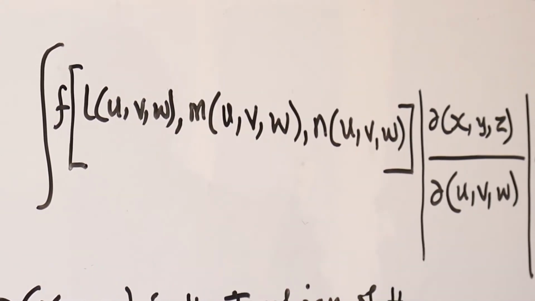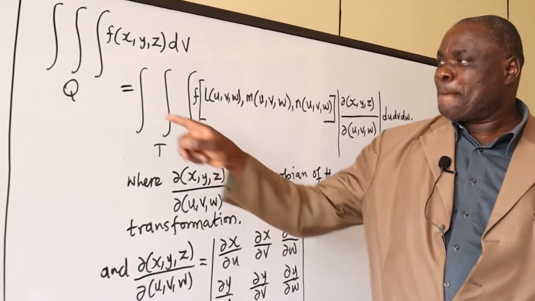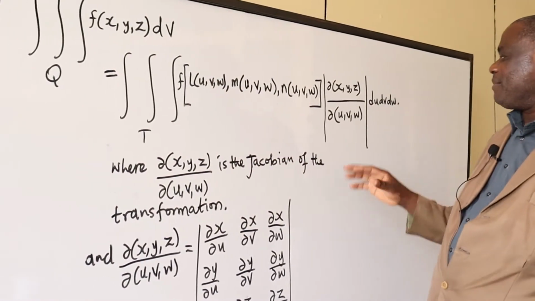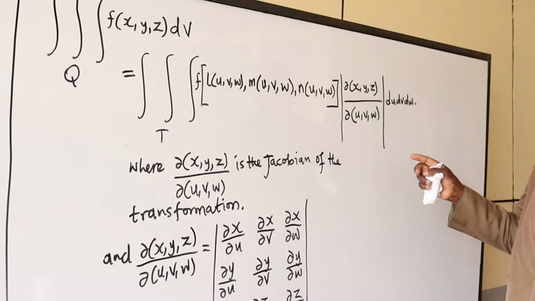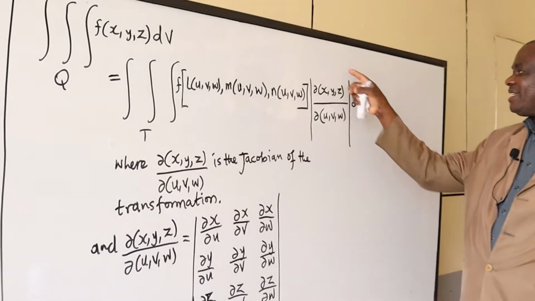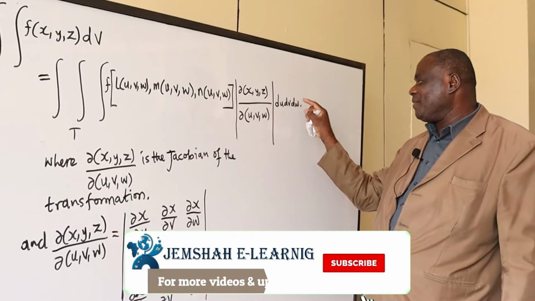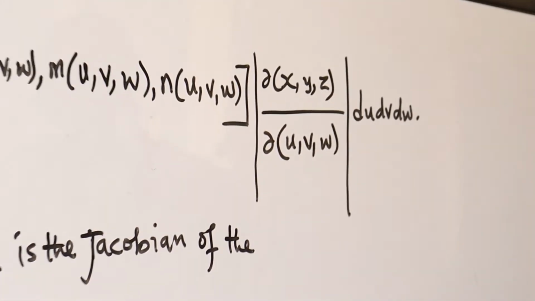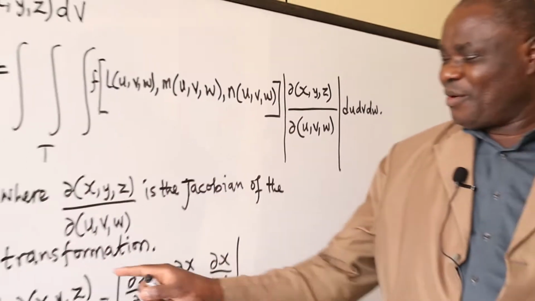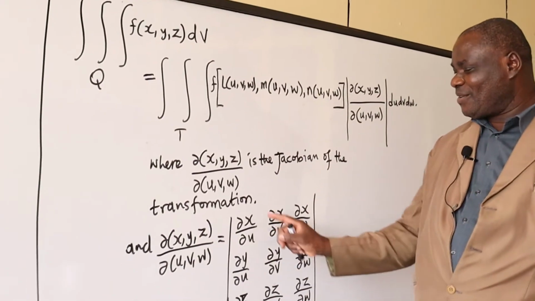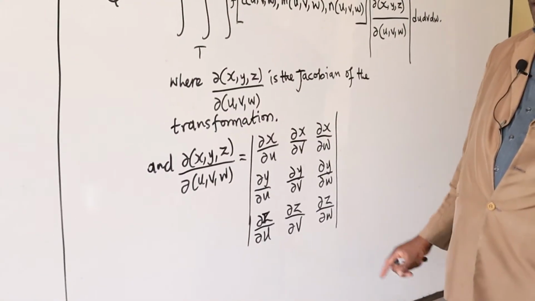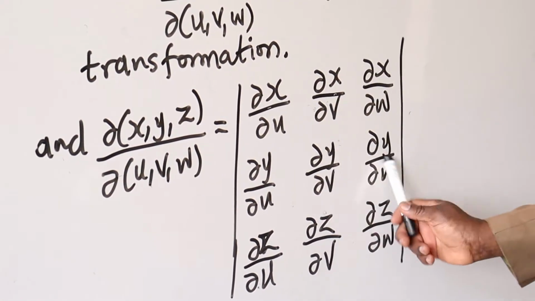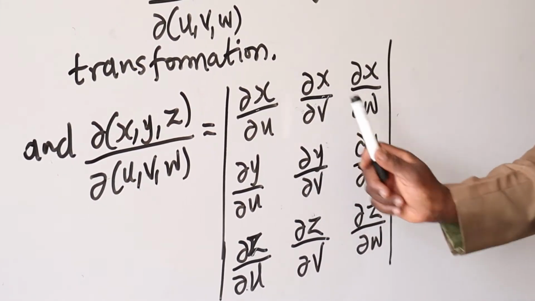Now, because we are transforming from solid K to solid T, we are also going to have something for the change of variables. This Jacobian will be used to multiply du dv dw because of the change of variables. The Jacobian will now be the determinant of a 3 by 3 matrix created by these particular differentials, which are partial derivatives.